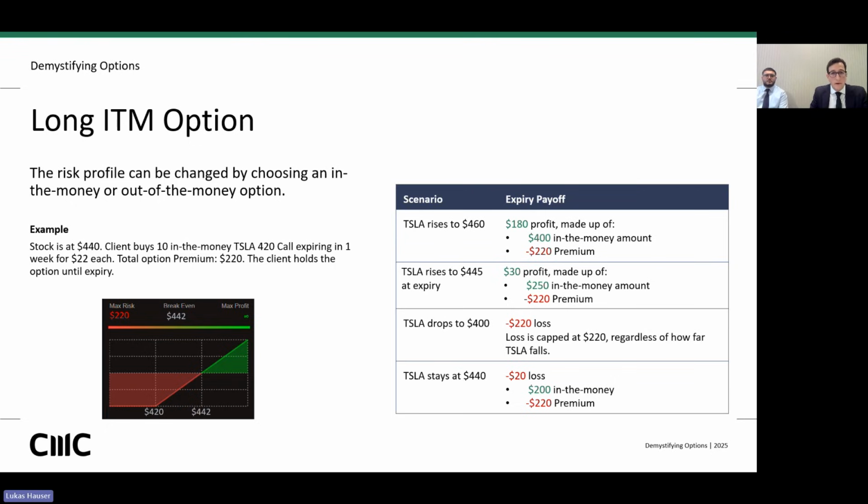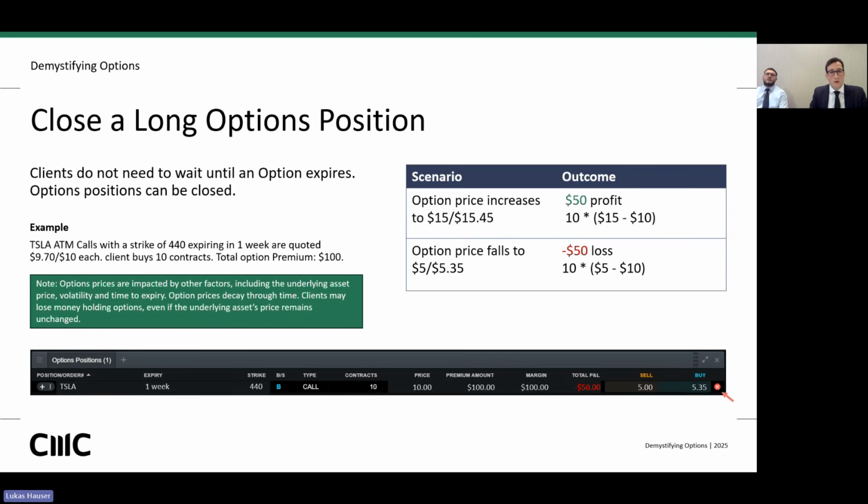So generally, we can select different strikes and can vary the risk profile, and we can decide how much risk we want to take and how much upside we want to have at expiration. But I don't need to wait until expiration as a client. I can also close a long options position or a short option position as well until then. This is very similar to how it works for CFDs and spread bets. CMC aims to always quote a bid, sell and a buy price, and these prices are then used to close an open position.